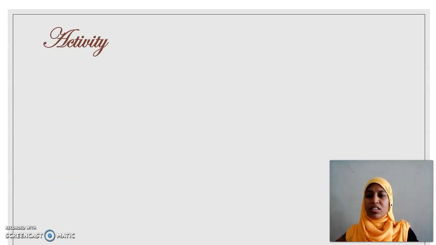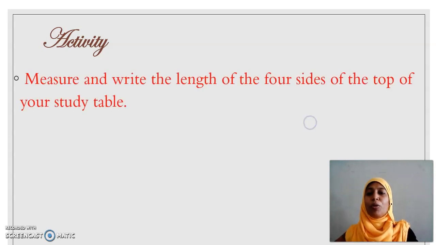Now let us begin this session with an activity. Hope you are ready with your Max book and Max classwork note in a table. The activity for you now is to measure and write the length of the 4 sides of the top of your study table. Hope you all have scales with you. Start measuring your table now.